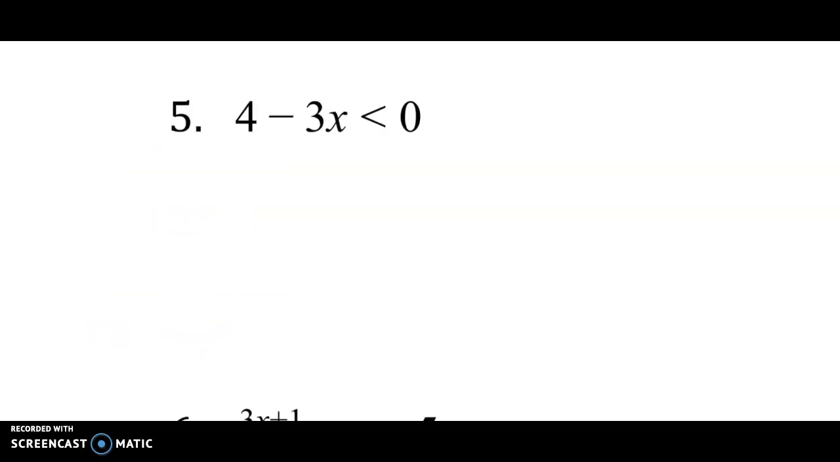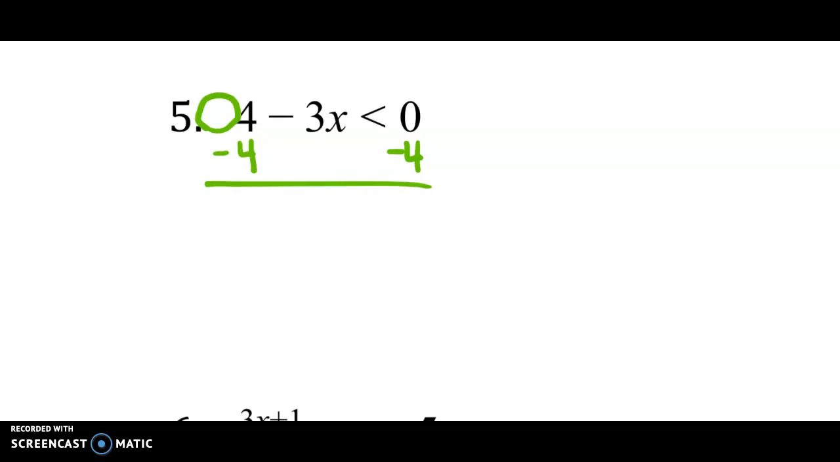Two-step inequalities work identically to two-step equations. You just want to move the constant first and then move the whole number. So we're going to move our 4. Since the 4 is positive, I'm going to subtract it. Remember, you're always looking at the sign in front of a number, not behind. The negative here goes to the 3 rather than the 4.